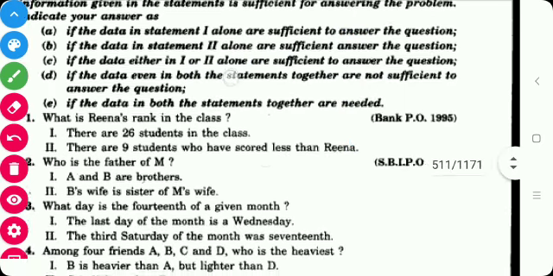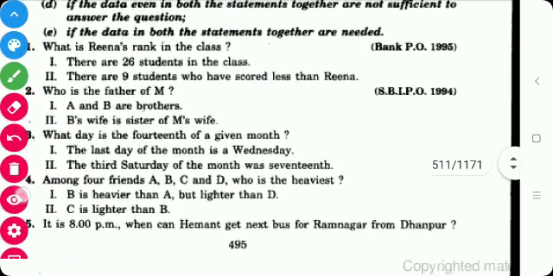Second question is: who is the father of M? Given statements are: A and B are brothers, and B's wife is the sister of M's wife. From 2 we can conclude that B is the brother-in-law of M. But from the first and second statements we cannot conclude who is the father of M. So here the answer is D. Both the statements are not sufficient to answer the question.